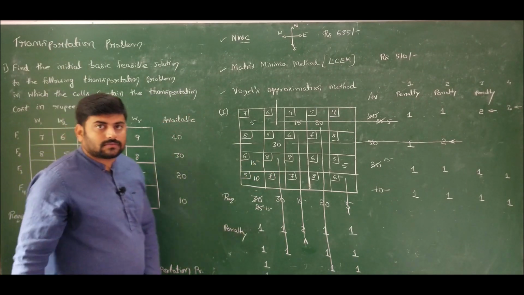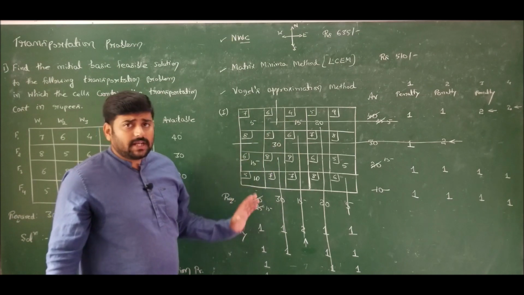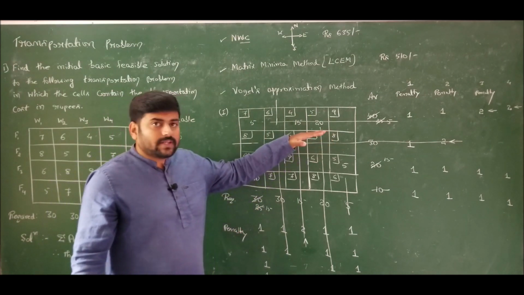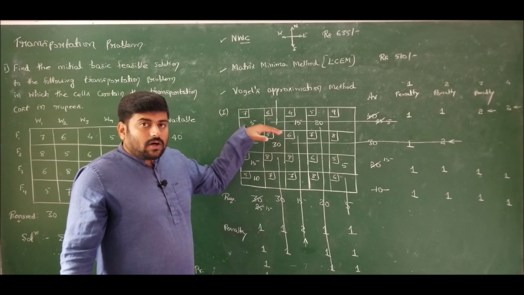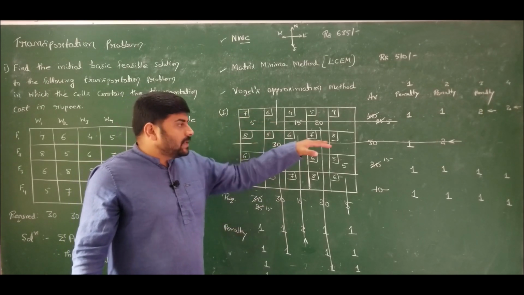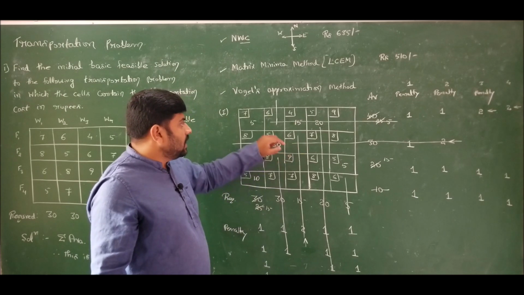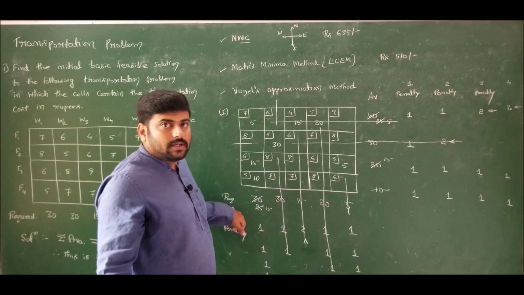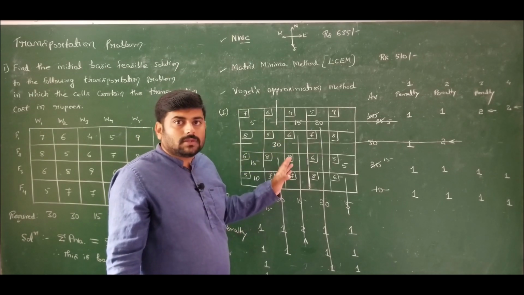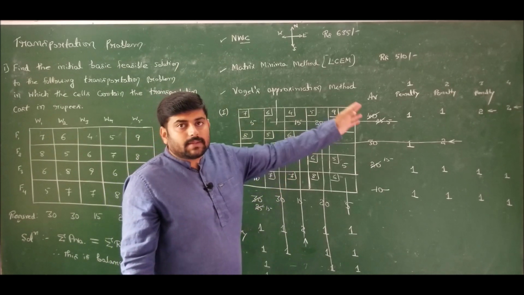Hope you followed. First you calculate the penalty. Highest penalty you give the preference. So take the least unit cost among that particular column or particular row which you are addressing, and then you allocate there the minimum of availability and requirement. Eliminate respective row or column. Next, with the remaining thing you calculate the penalty.